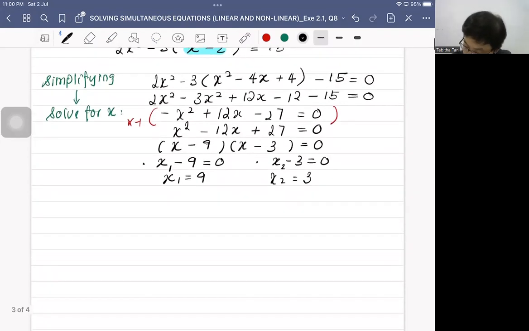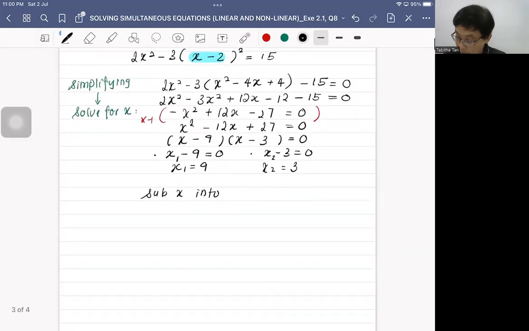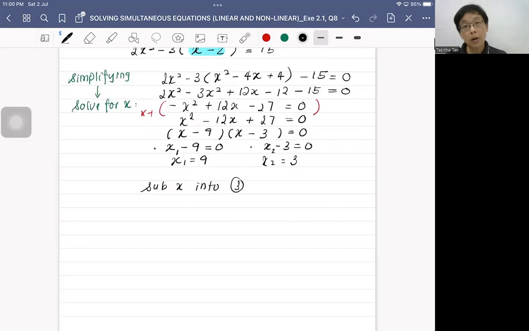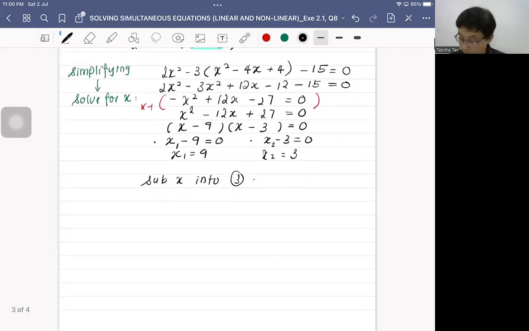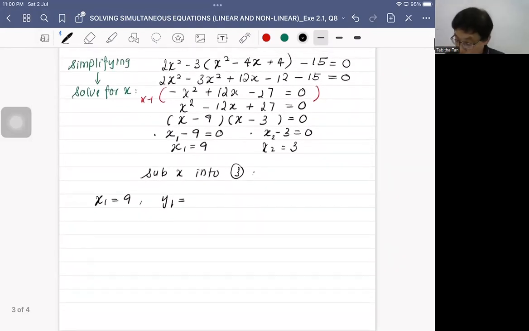And now what we're going to do, as usual, is substitute x into the equation. Remember, we have arranged one where y is the subject, okay? We're going to substitute x into equation 3 because we want to find y. Okay, so when x1 equals 9, we're going to have y1. Y1 is what? Y minus 2. So I'm going to put there x1 minus 2. That will give us 9 minus 2, gives us 7.